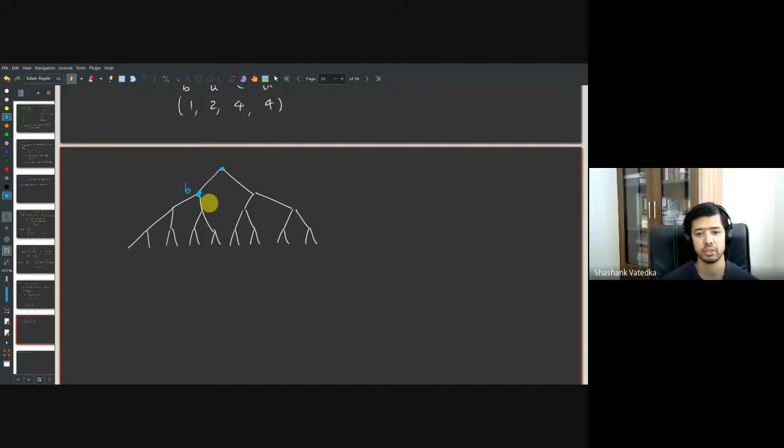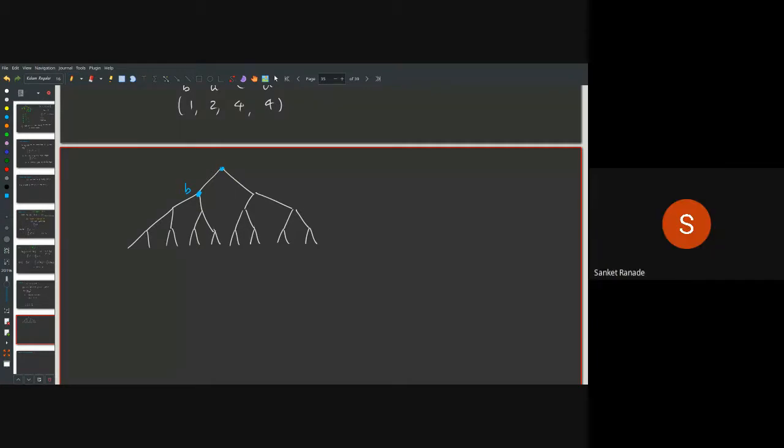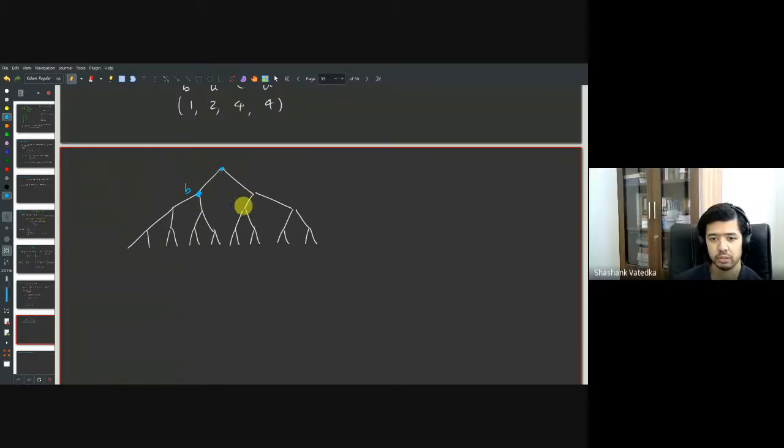This is for B. So for A, what is it going to be? 1 0. Okay, so 1 0. So that's right and then left. What about C? 1 1 0 0. So this is going to be for C.